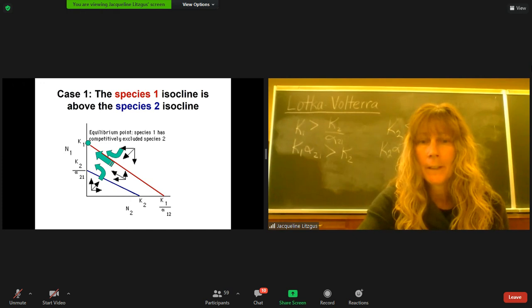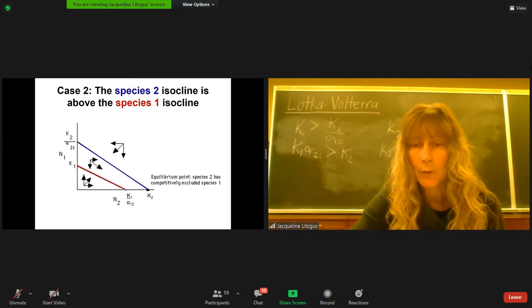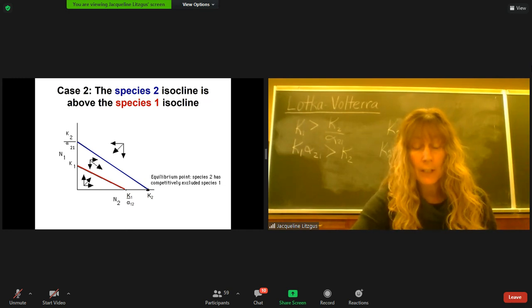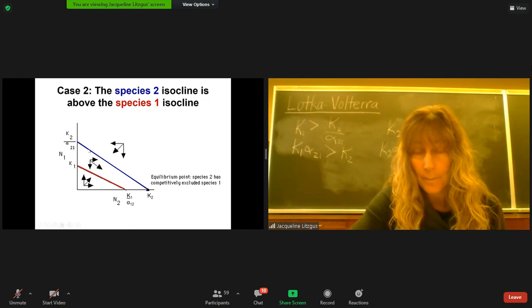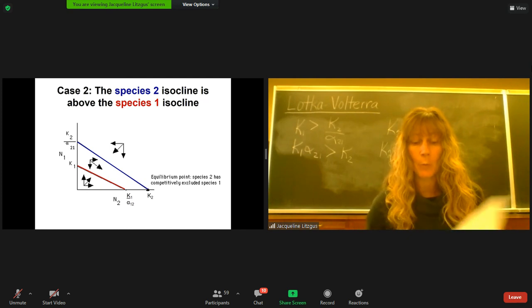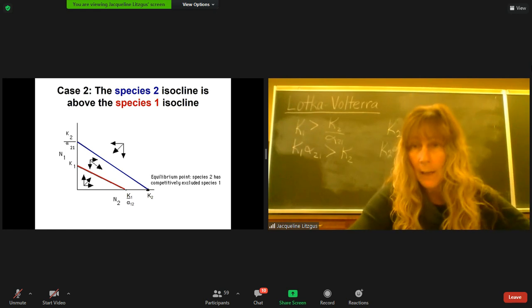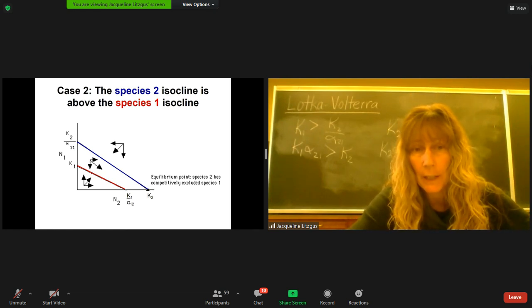Okay, you can do the exact same thing, not exact, we're going to switch the subscripts around again. But now we have the case where the species 2 isocline is the one that's higher up. So you might already guess what's going to happen, right? The trajectory is going to send this competitive situation over towards K2, towards the carrying capacity of species 2. Species 2 is going to competitively exclude species 1, okay? So again, we can do this by considering what's happening in the different pieces of the state space graph.